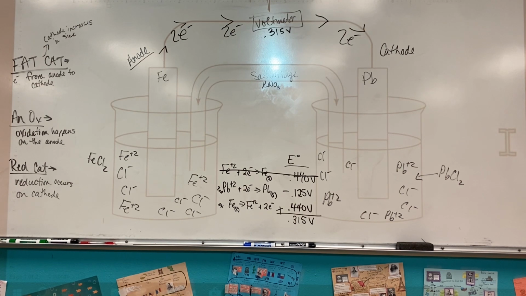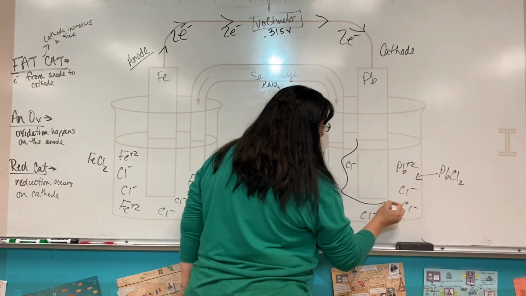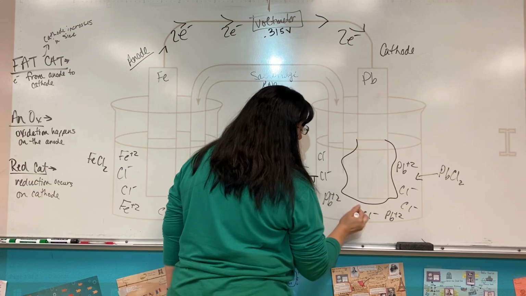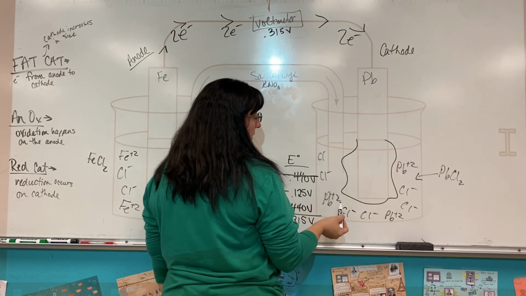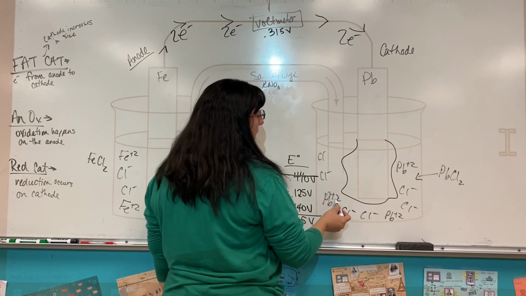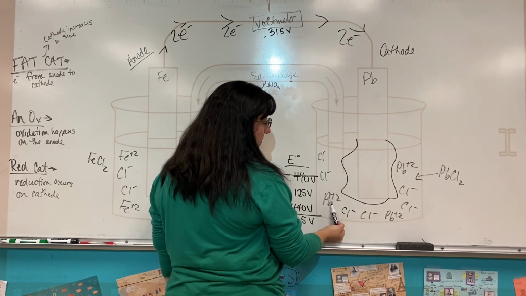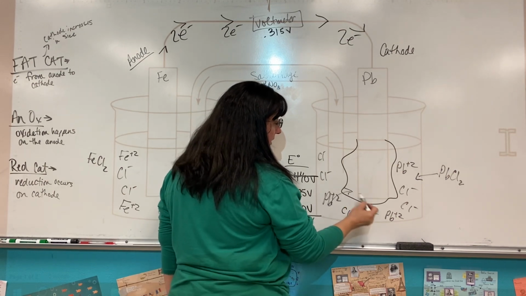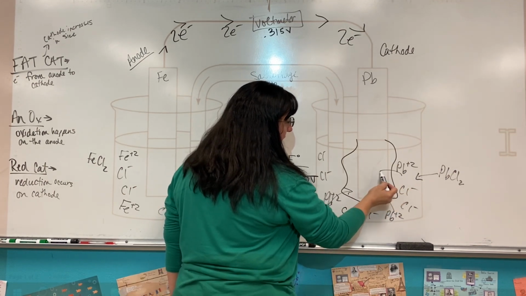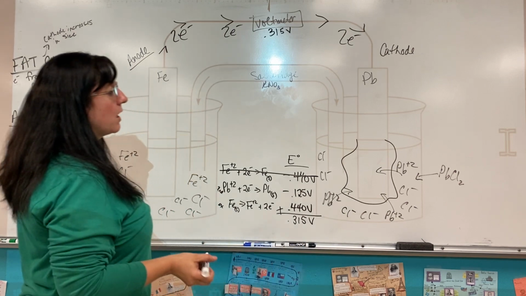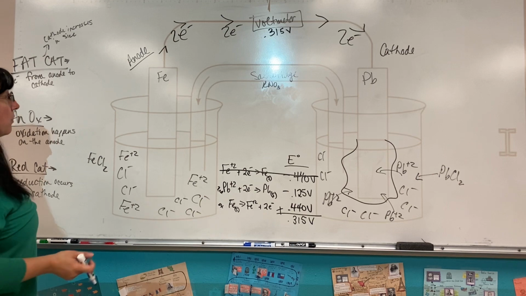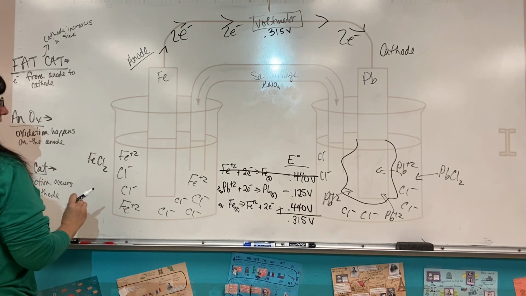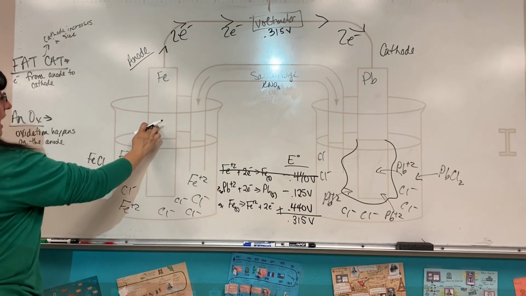Size-wise, it's going to increase in size. Why is it increasing in size? Let me move that chlorine over here. Because solid lead will stick to the cathode. Those 2 electrons are going to actually make this become solid lead, and it's going to stick to this, and it's going to make it get larger in size. All right, but where did those 2 electrons come from? The anode. What specifically? Iron. The iron itself.